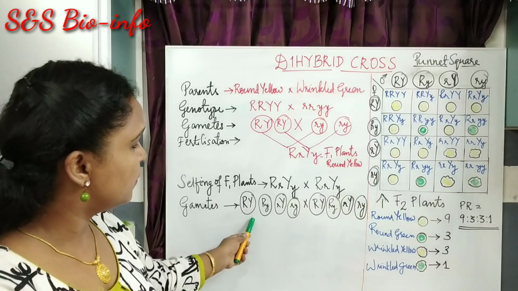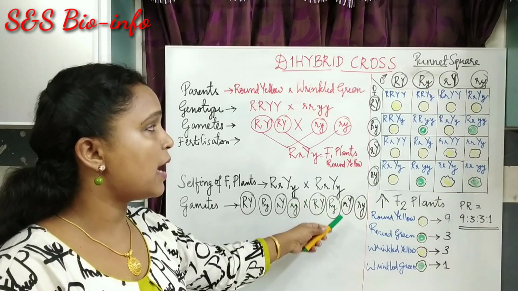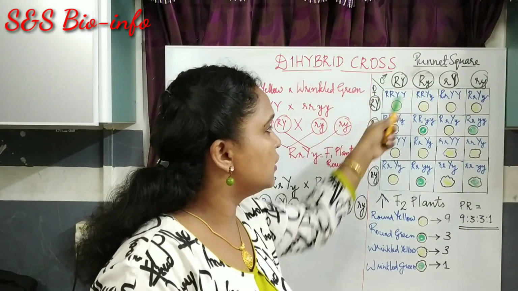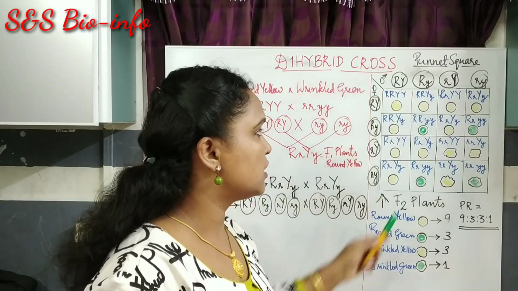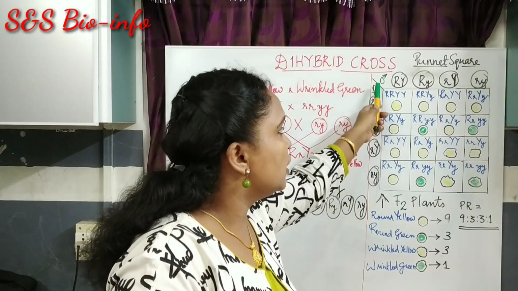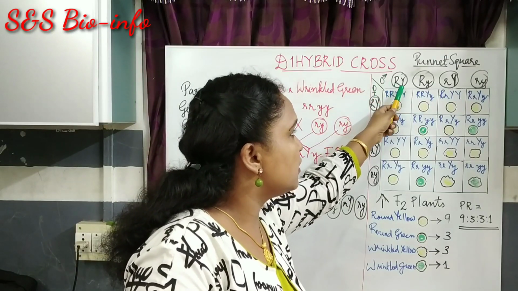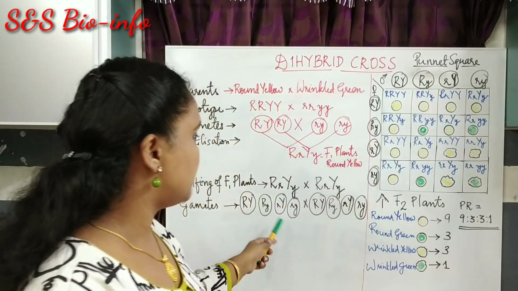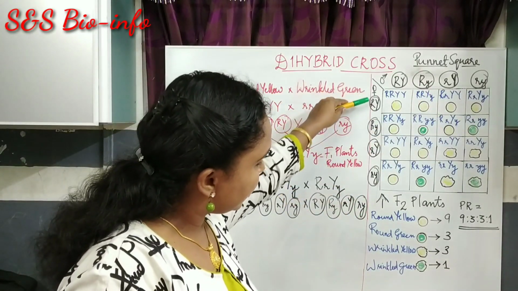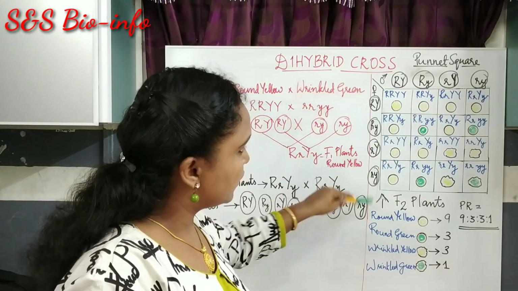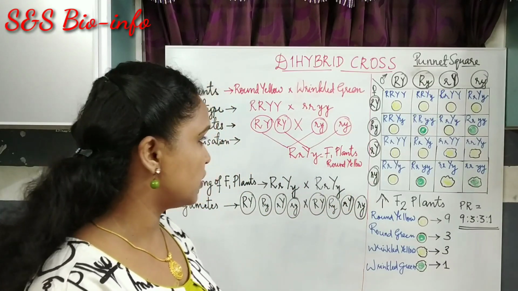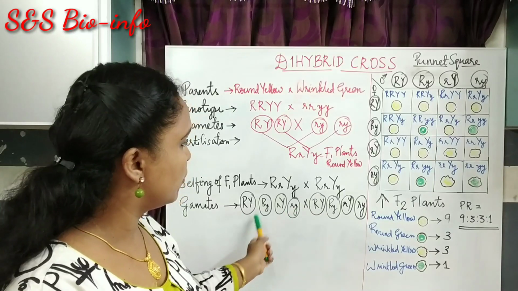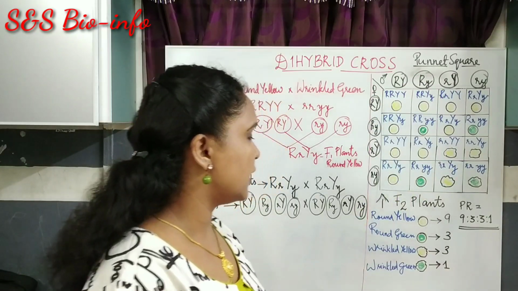To find out the possible genotypes of these parents in the F2 generation, we can write those gametes in a Punnett square. On the top of the Punnett square we must write the genotype, that means the gametes of the first parent. The second parent's gametes are written over here on the left side of the Punnett square. So we need to draw 16 boxes here, 4 into 4, 16 boxes.